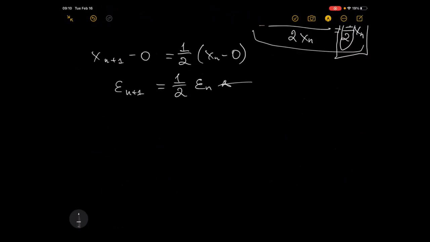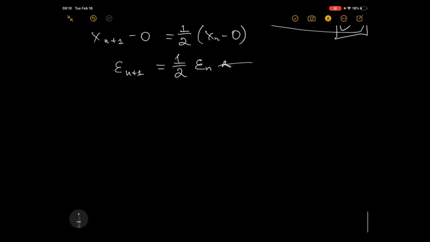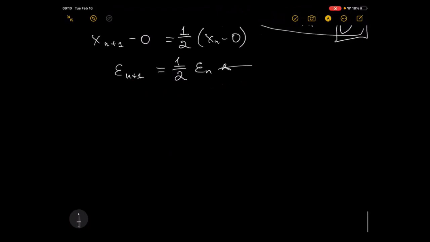So you see, when we violate the condition of applicability of the previous theorem, Newton's method can still converge, right? But we are getting a completely different result. We are getting linear convergence. Okay, now let me consider another example.